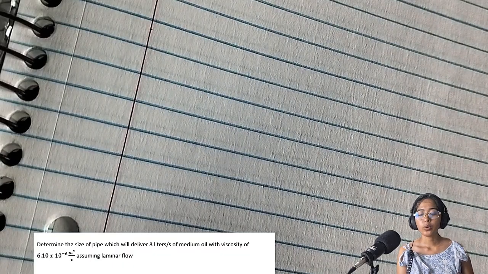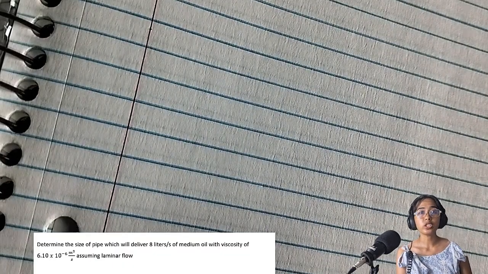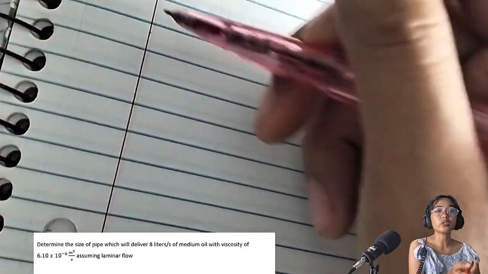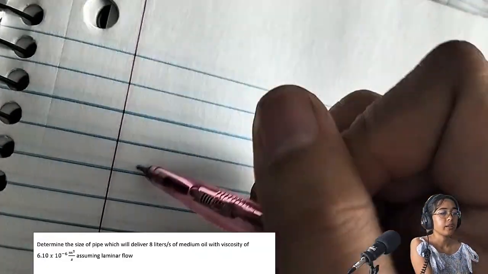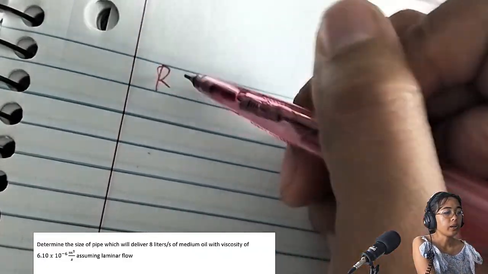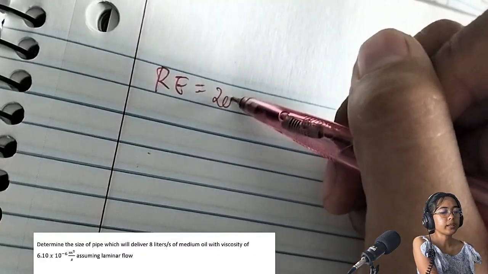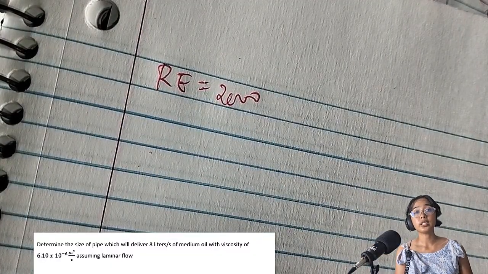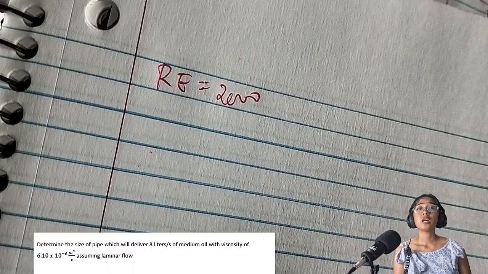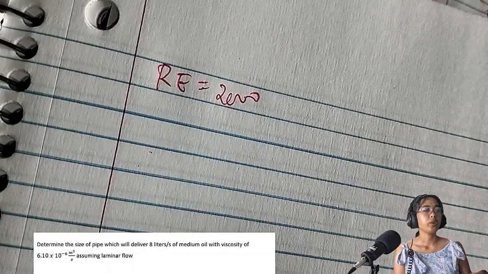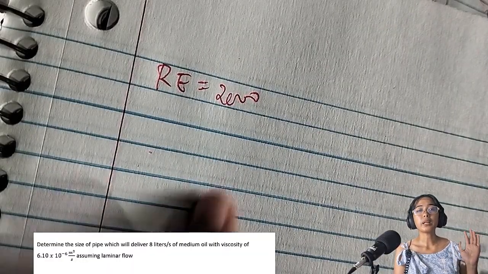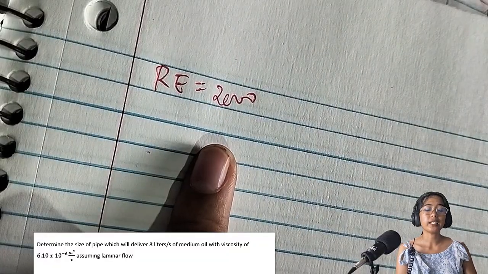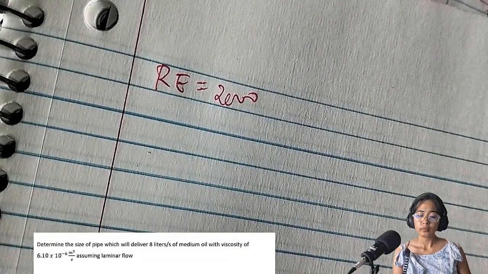So, assuming laminar flow condition, we assume that its Reynolds number, RE, is automatically 2,000, because I gave the ranges in the notes I provided. So, for laminar flow, the maximum is 2,000. So, we put 2,000.